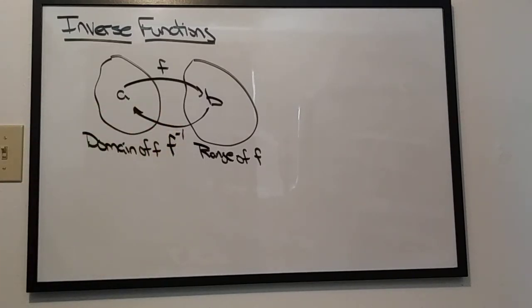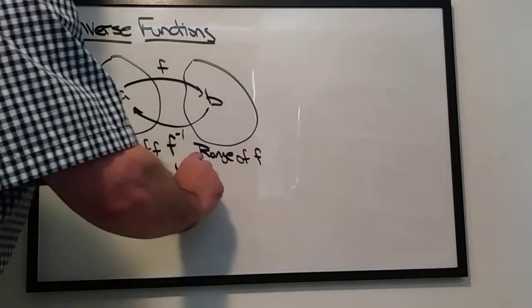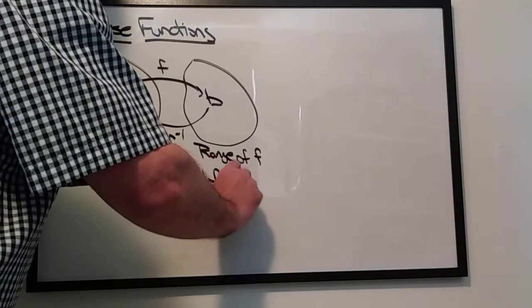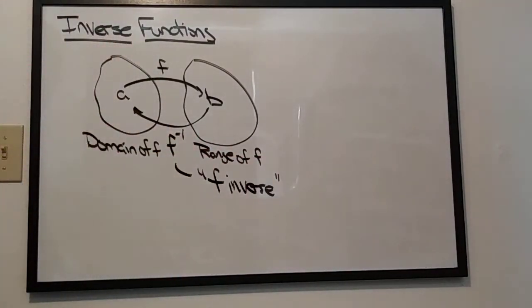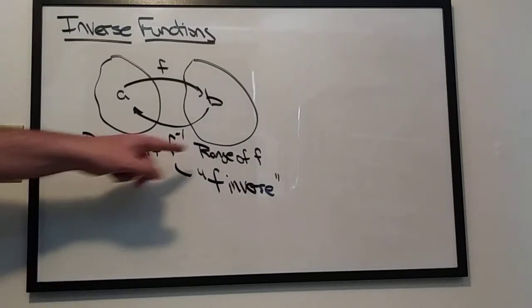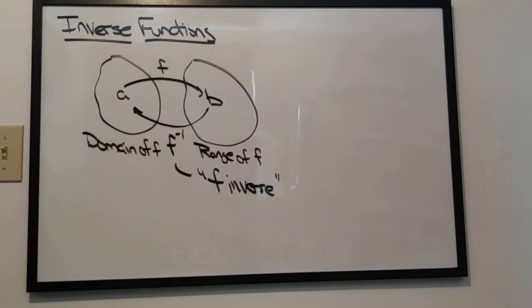So now that we know what the notation looks like, how do we read that? This is called f inverse. So f inverse is the function that undoes what f does. So now that we know that this f inverse exists, we can talk about a lot of different things about this f inverse function. So first off, let's talk about it in terms of the words of domain and range.